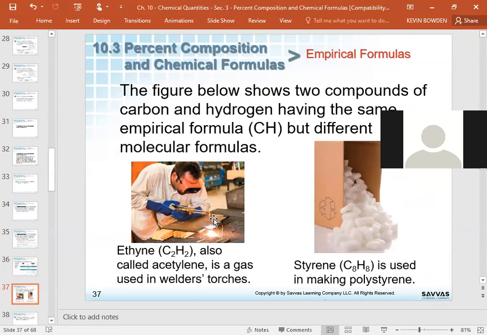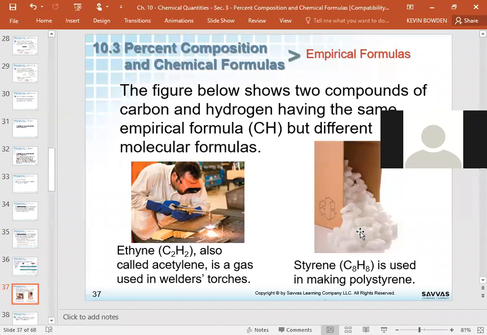So here we have ethine, C2H2, and styrene. Okay, so acetylene torches and packing peanuts, same empirical formula. Same empirical formula, 1-to-1 between the C's and H's, but very different stuff, right? Do you ever see somebody try to burn packing peanuts in order to weld things together?